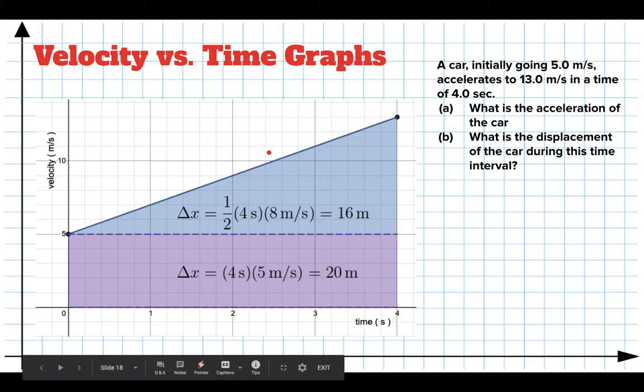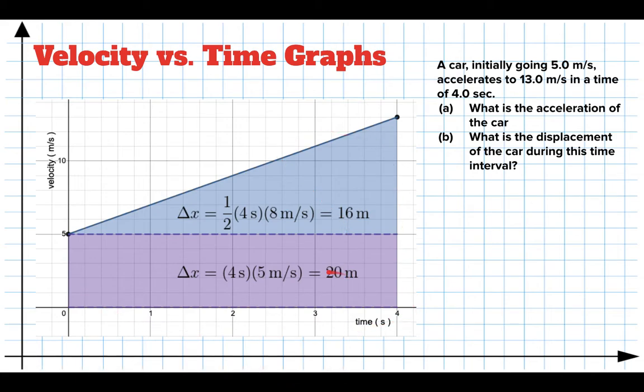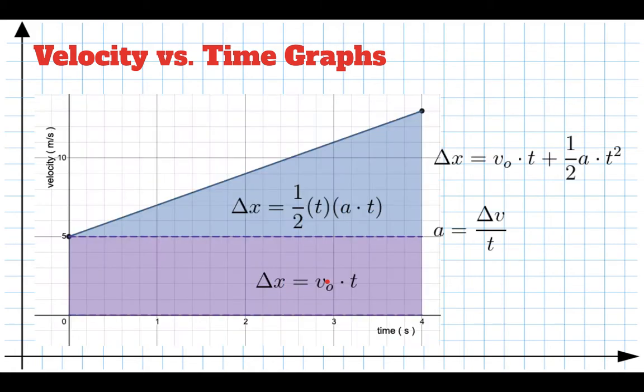Now there's a couple interpretations here which are kind of helpful to think about. This 20 meters tells you how far the car would have gone if it kept going 5 meters per second. Okay, so if it just kept going 5 meters per second, it would have gone 20 meters. This 16 meters tells you how much extra distance it went because it was speeding up. And so it went an extra 16 meters on top of the 20 it would have already gone, and that's how you got 36.